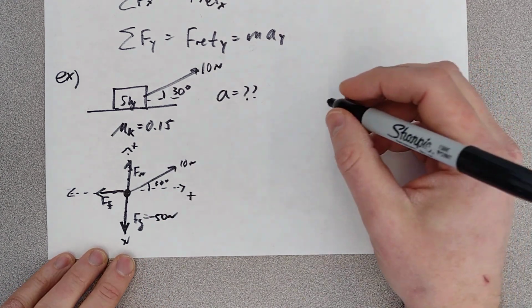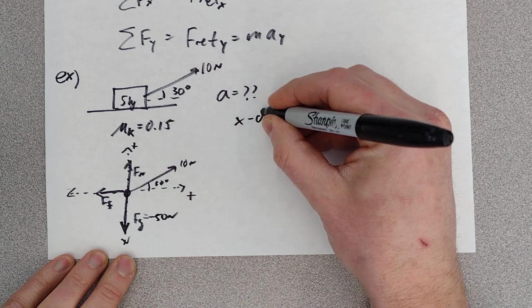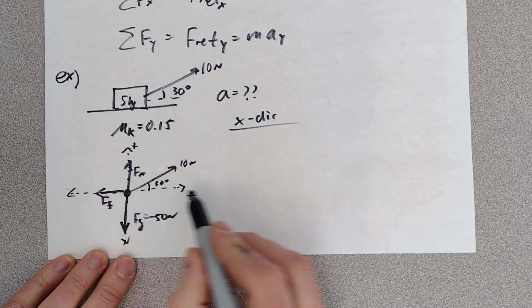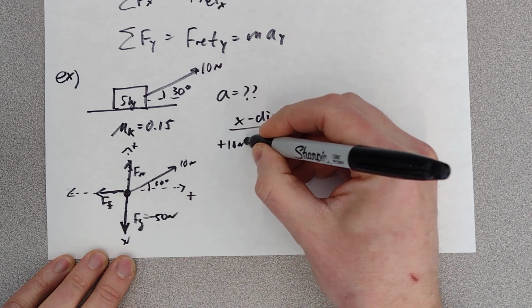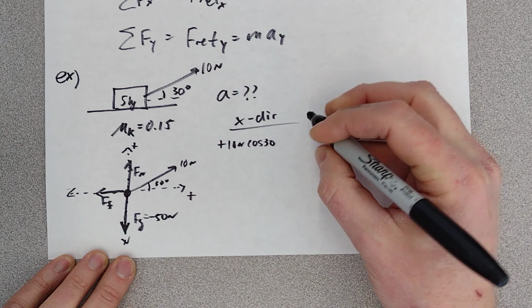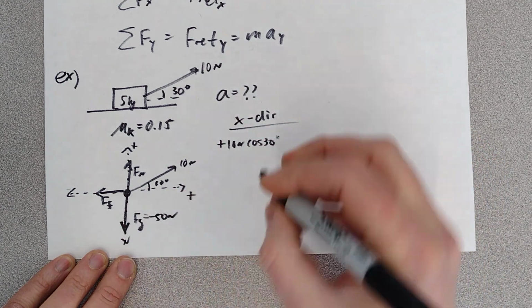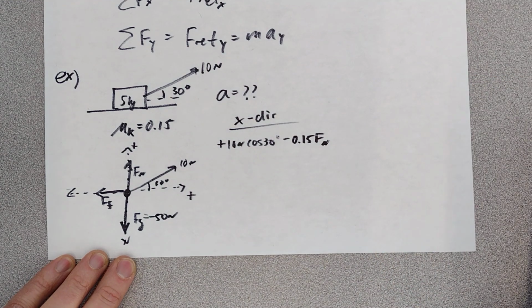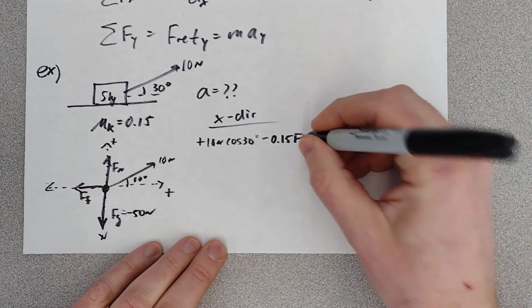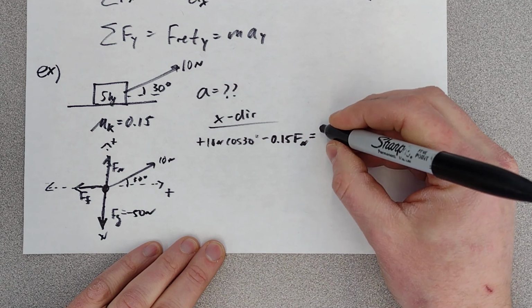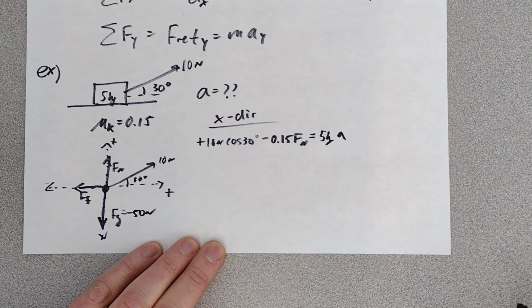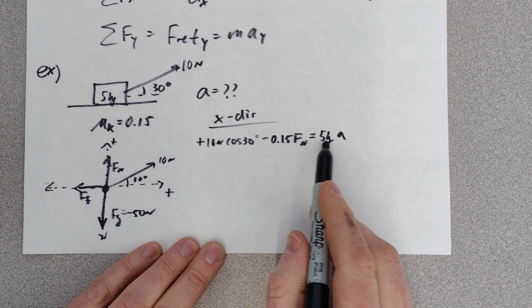The next step was to analyze the x direction and y direction. In the x direction, F net x equals ma. So I have positive 10 newtons times the cos of 30 degrees, that's a positive force, minus 0.15 times the normal force, that's our force of friction. Those don't just equal 0. They have to equal ma, which is 5 kilograms times a. A is unknown. So the sum of the forces equals the mass times the acceleration.